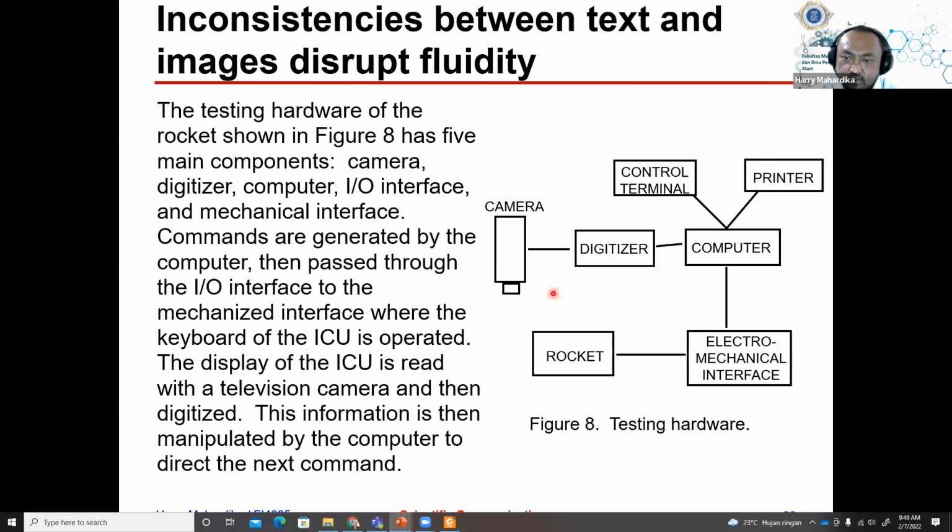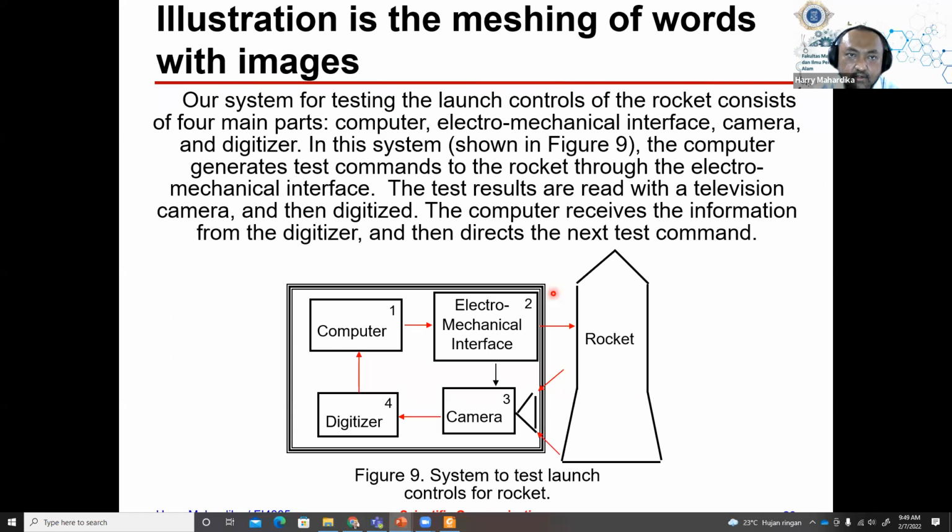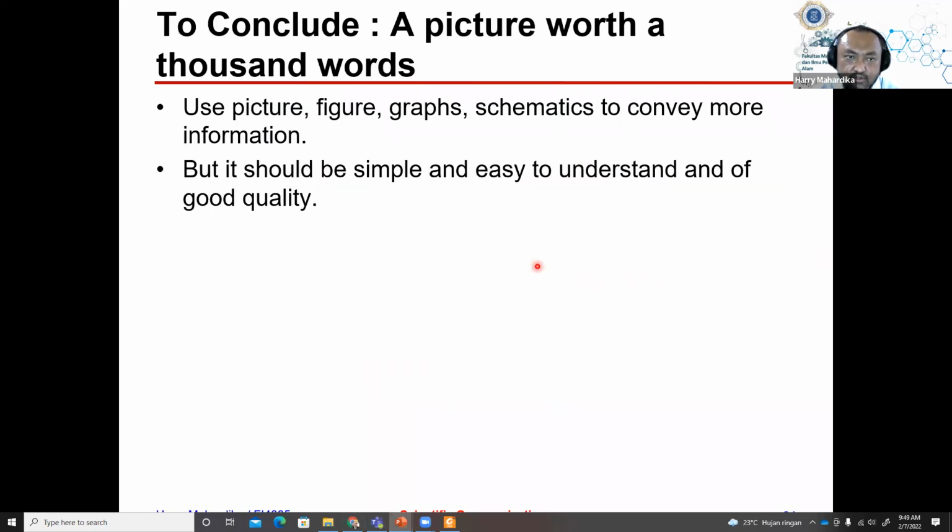Yeah, this is also an illustration, the meshing of words with image. These are one example of how you present a paragraph and also figures in one slide, and so on. And to conclude, use figures, pictures, graphs, and schematics to convey more information, but they should be simple and easy to understand and of good quality.